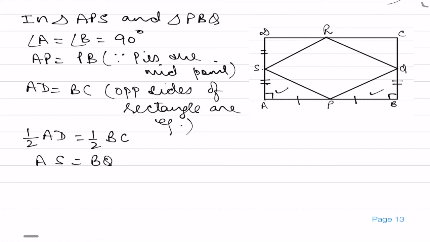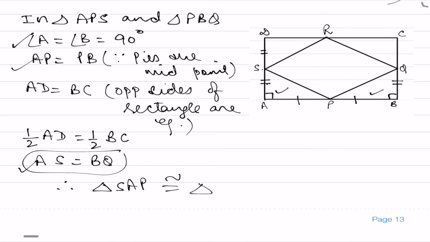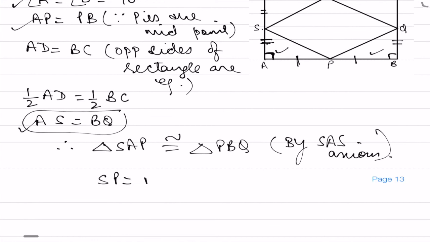Now we need three conditions. First, angle A is equal to angle B, AP is equal to PB, and the third is AS is equal to BQ. So triangle SAP is congruent to triangle PBQ by, see now this is side, angle, side, again by SAS axiom. So when SAP is congruent to triangle PBQ, that means SP is equal to PQ by CPCT. This side is equal to PQ. SP is equal to PQ by CPCT.